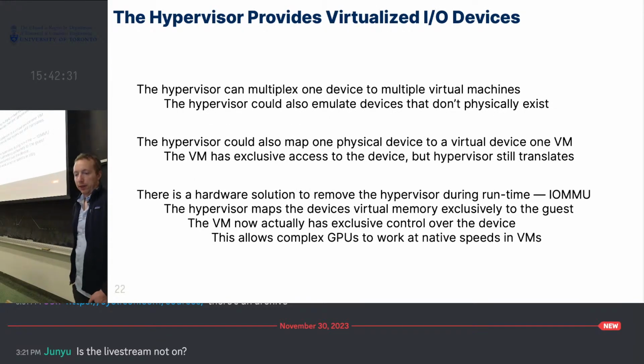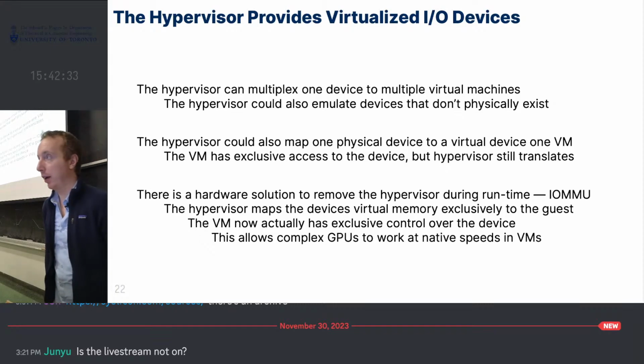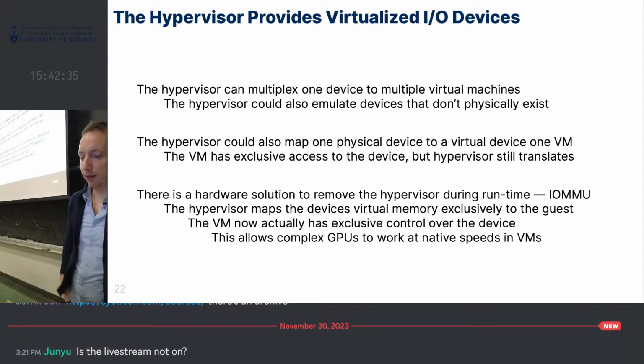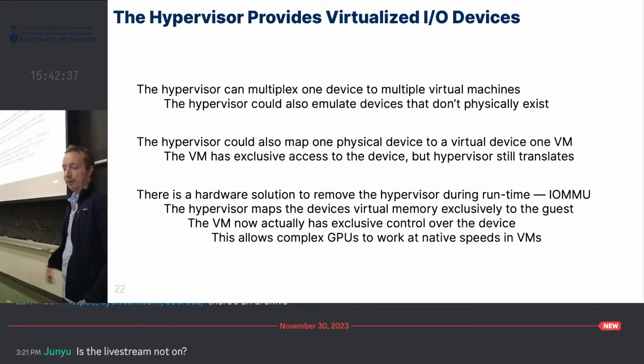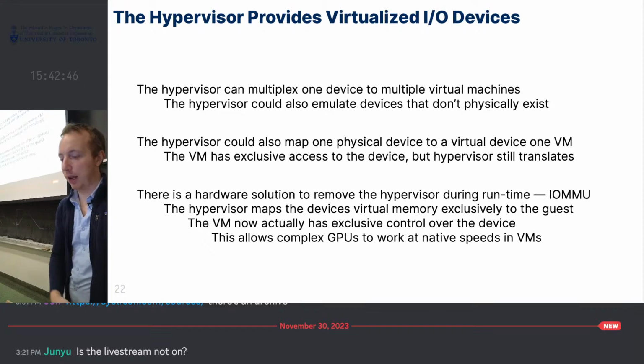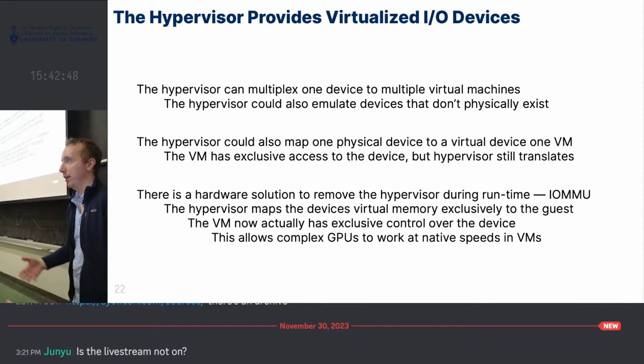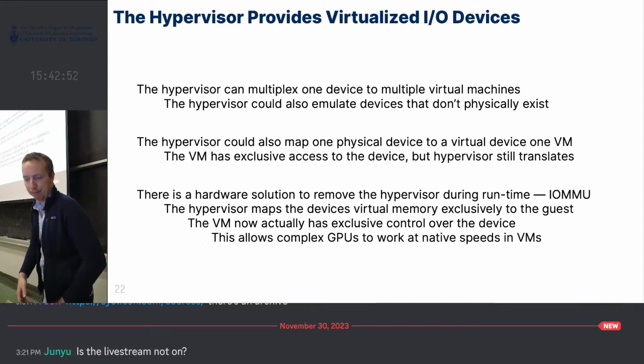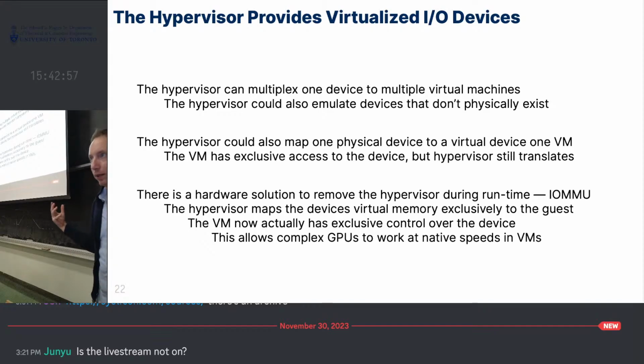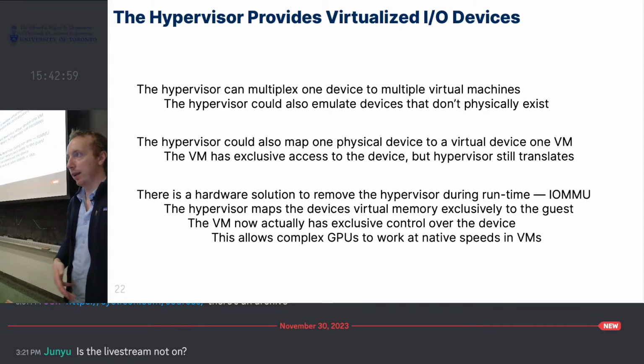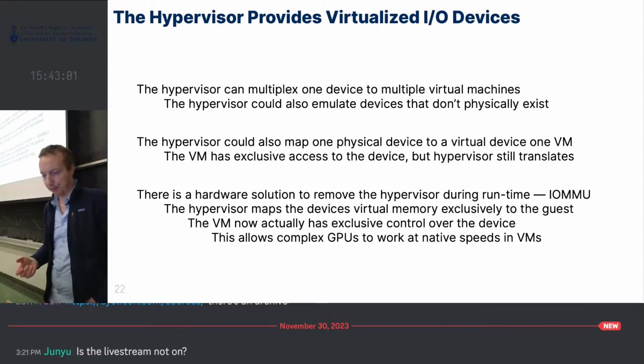All right, other fun things. So the hypervisor also provides virtualized I/O devices. So you can multiplex each virtual machine's, say, network card to one physical network card. And the hypervisor could also just emulate devices that don't physically exist. So some weird network card or some weird sound card or something like that. So you could emulate that and it doesn't actually exist.